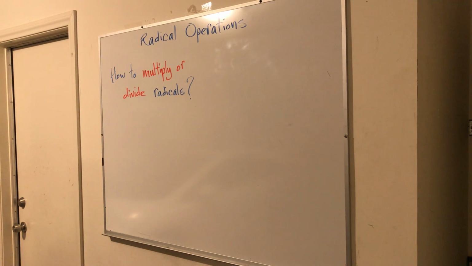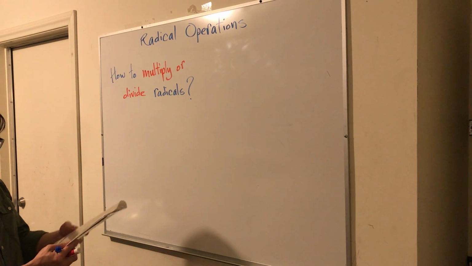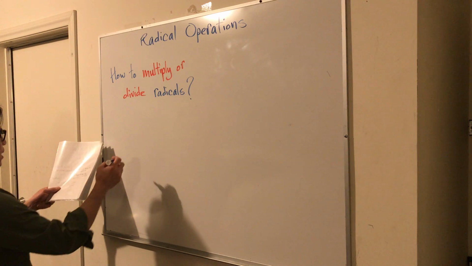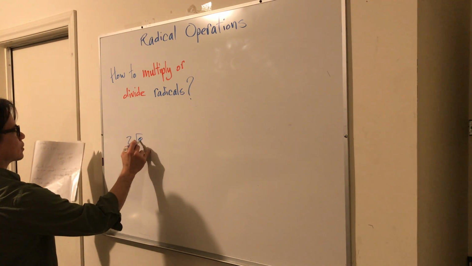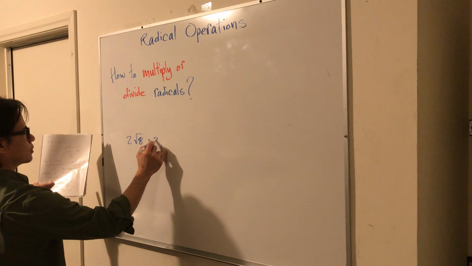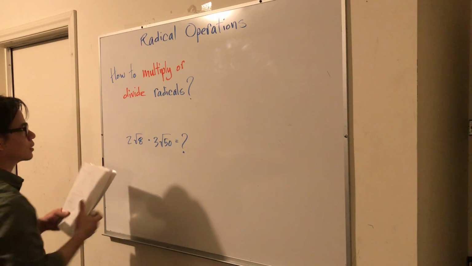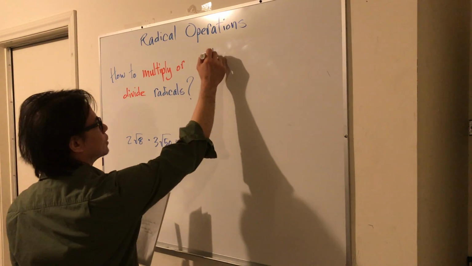So moving right along here, you ask how to multiply or divide radicals. For example, if you're asked to multiply 2 root 8 times 3 root 50, how would you deal with this? Okay, I'm going to give you some steps to work with here.